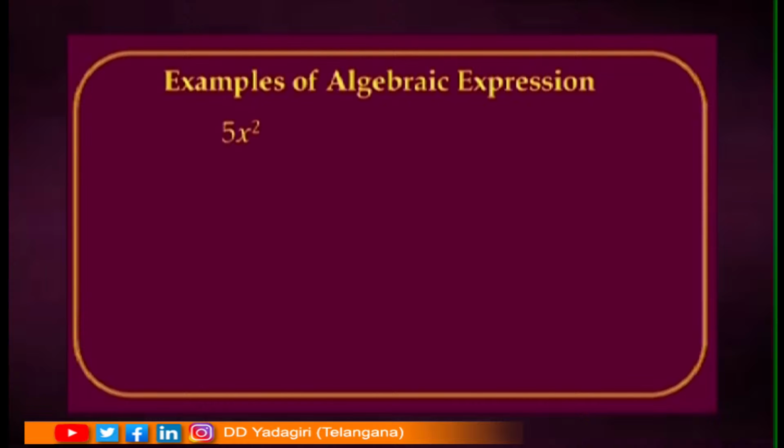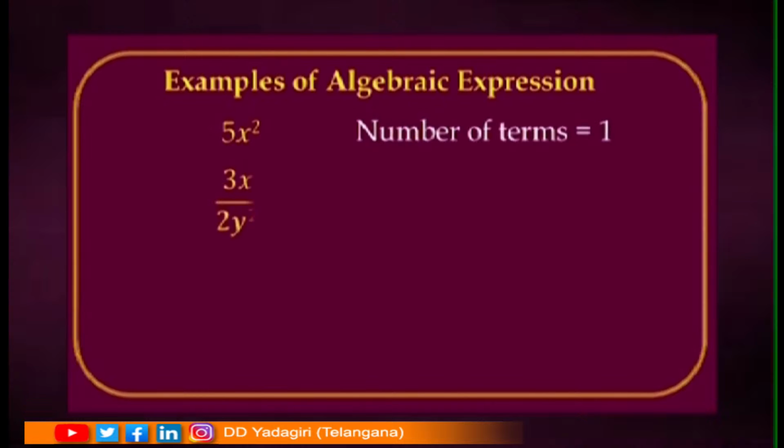Here you have 5x square. What is 5 called in this expression? It is called a constant. And what is x called here? It is called a variable. And what is 2 called? It is called an exponent or power. So you see that 5x square is a single term. So the number of terms is 1.